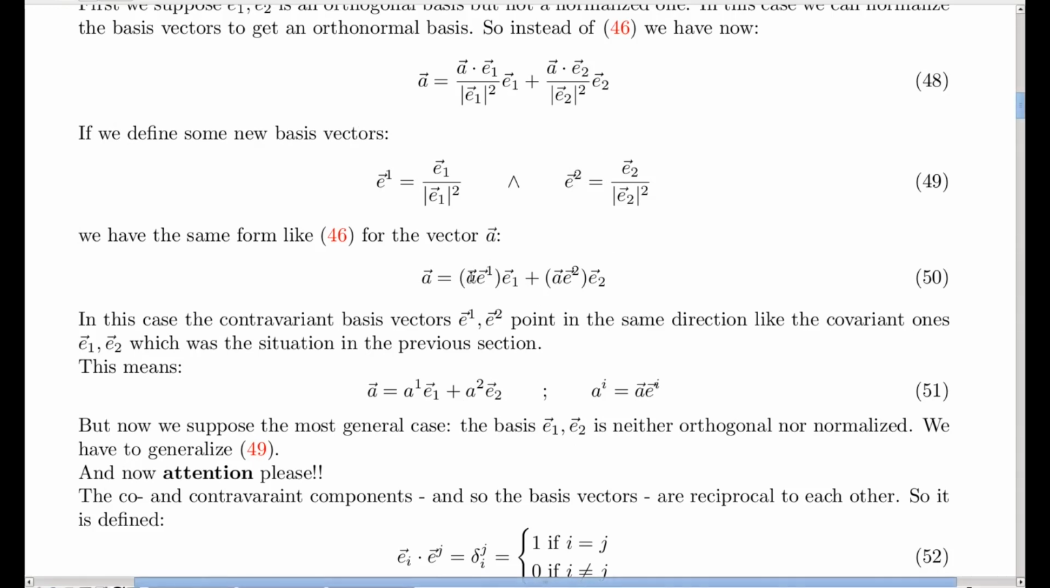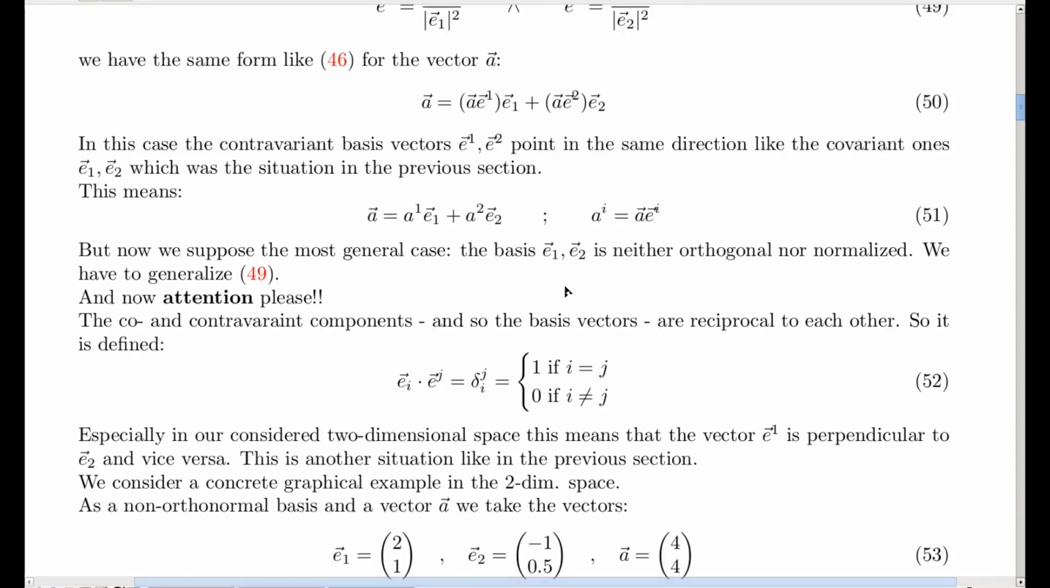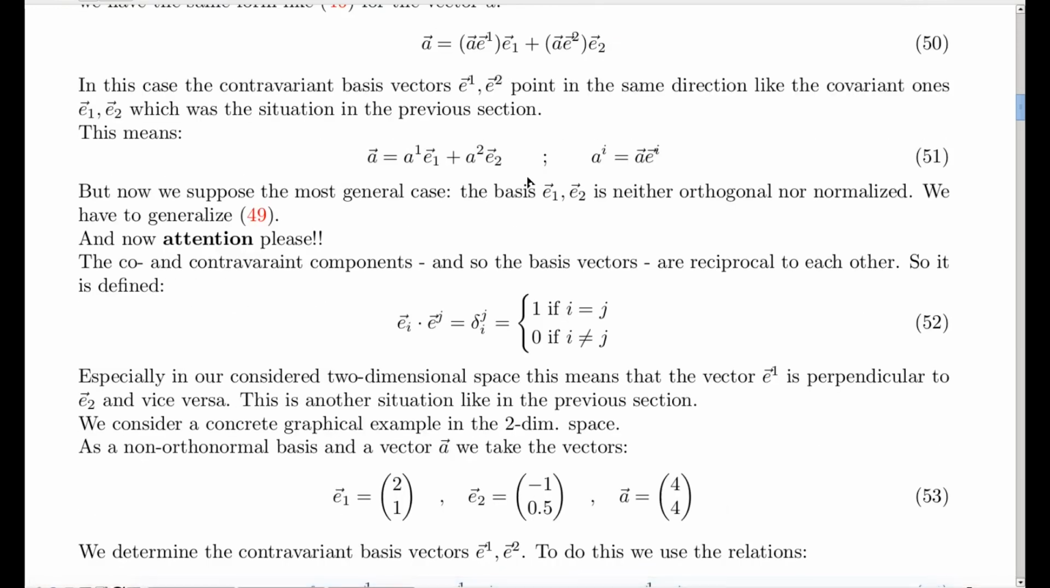And we suppose then the most general case that a basis E1, E2 is neither orthogonal nor normalized. So that means we have to generalize here 49, we can say. And now, yeah, please attention.